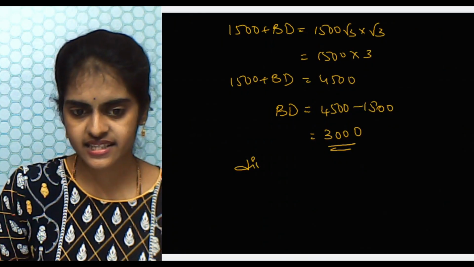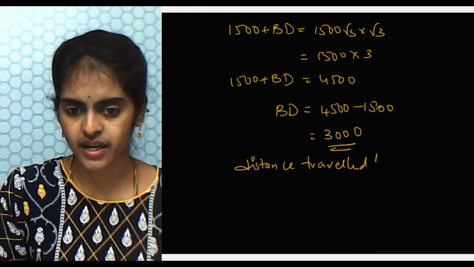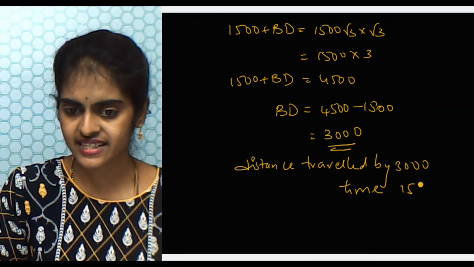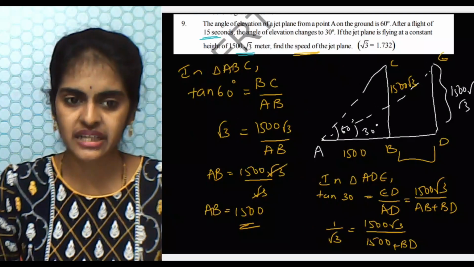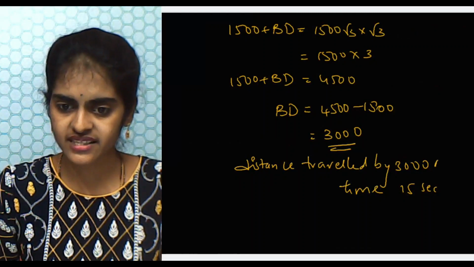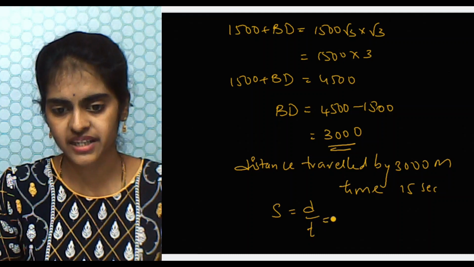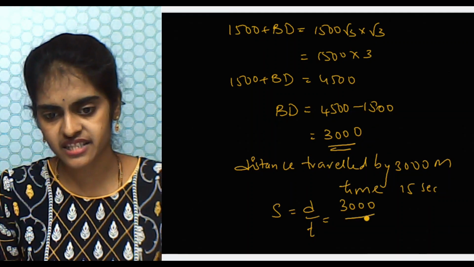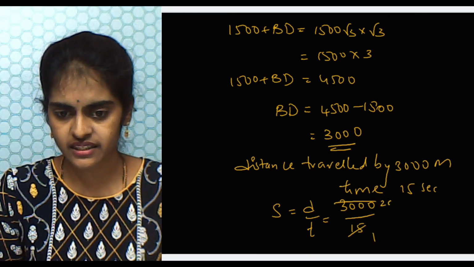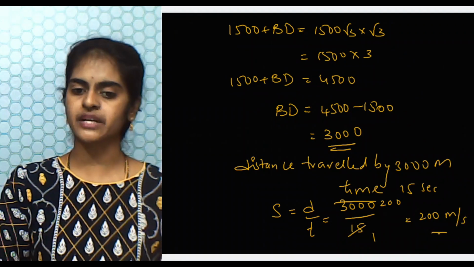So the distance traveled by the plane is 3000 meters and the time taken is 15 seconds. So speed, how will you find this? Nothing but distance divided by time. Distance is 3000 meters divided by time is 15 seconds. Yes, so this is 15 ones are 15, twos are 30, 0, 0. So the speed is 200 meters per second, which is the speed of the plane.